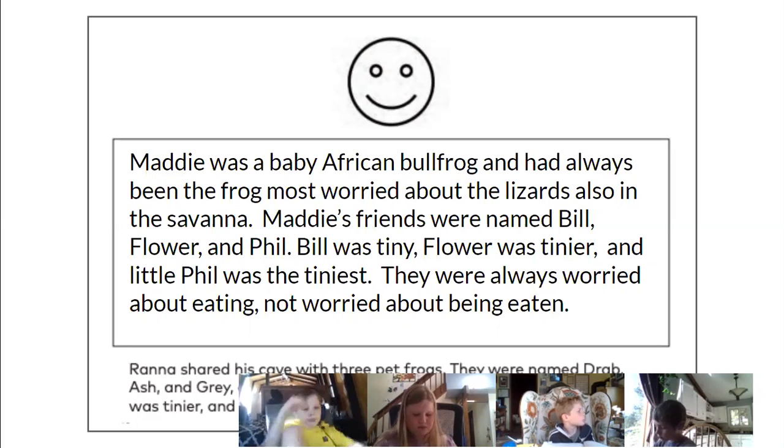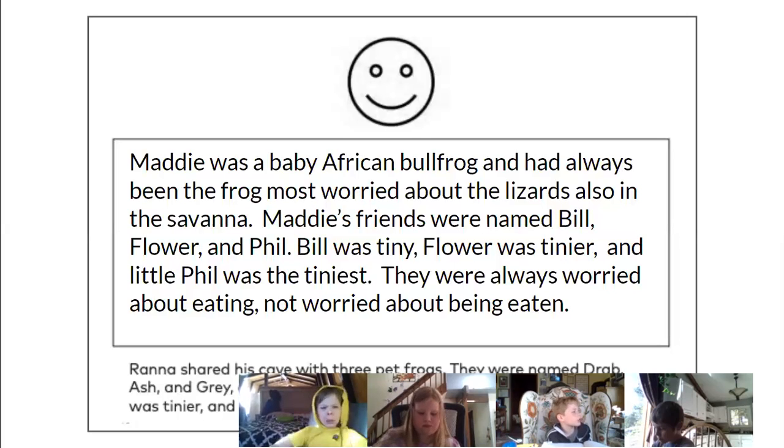Then I have: Maddie's friends were named Bill, Flower, and Phil. Bill was tiny, Flower was tinier, and little Phil was the tiniest. They were always worried about eating, not worried about being eaten. All right, so this gives me a sense of these little tiny frogs, that they're tiny compared to Maddie. So that's giving the reader a little bit of an idea of those secondary characters. Plus, we know that Maddie is a worrier and she's keeping an eye out for those babies. So we're already setting up an idea that she's protective of those little ones. And the other ones are kind of carefree. They don't really care, right? So I'm giving some ideas about what those characters are like.